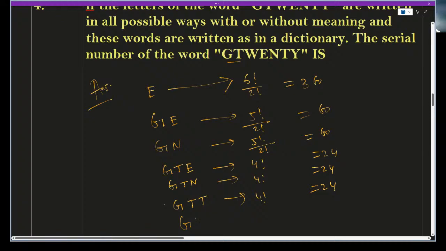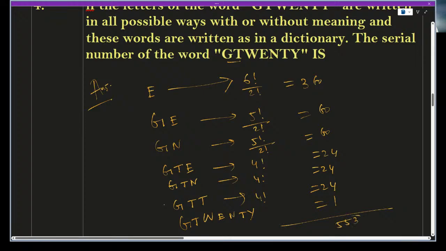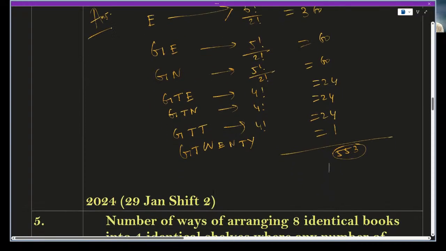After that, GTW. Then alphabetically E comes, N will be there, T will be there and Y is the last. Please check my calculation. How many are coming? 120, 480, 480 and 722, 552, 553. It's okay? Done? So rank of this is going to be 553. Go for the next one.